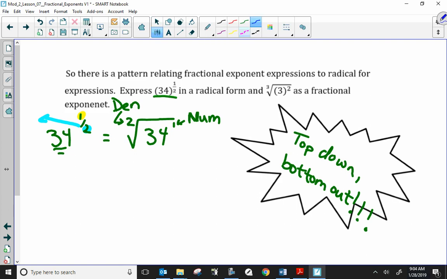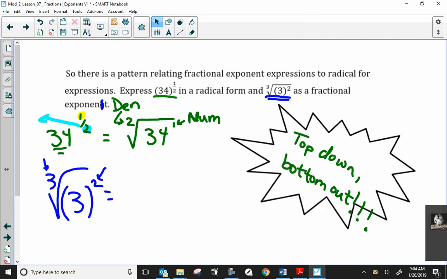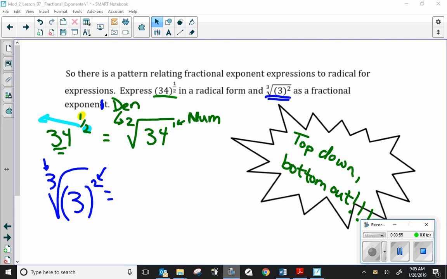Let's take a look at the second one they want us to do. Take the cube root of 3 squared and write that as a fractional exponent. Wow, exponent is spelled wrong. So if I have the cube root of 3 squared, this is bottom out and this is top down. So it's top down, bottom out.